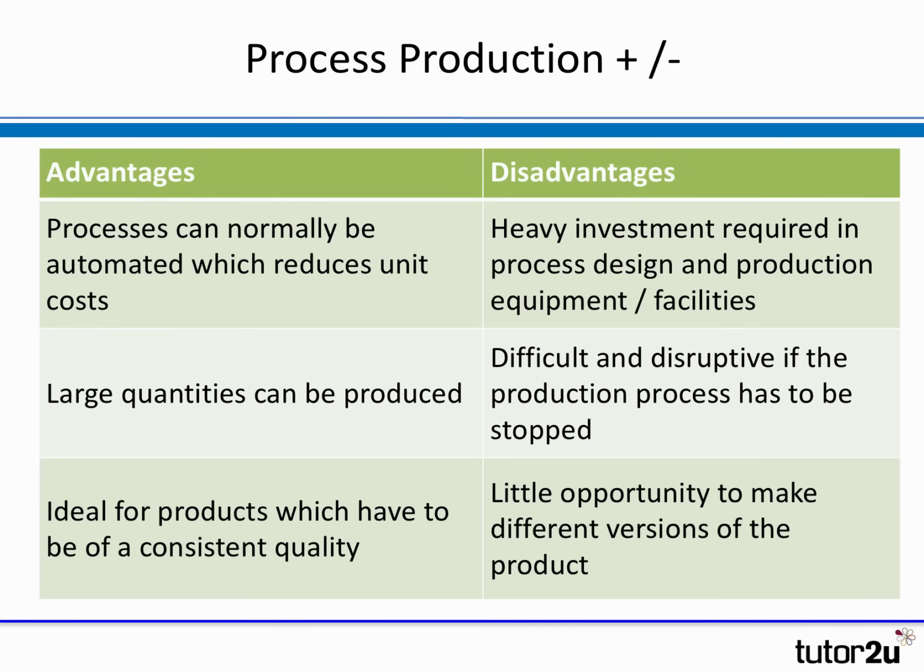The downside to process production, and what makes it unsuitable for most products, is the very heavy investment in the facilities required to achieve the desired quantities and also the desired quality. It's highly disruptive, highly costly if a process production line is stopped in any way.